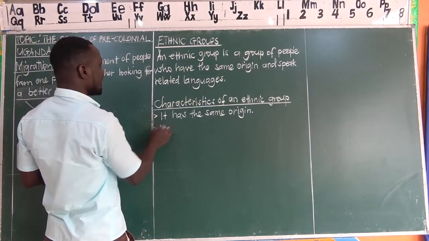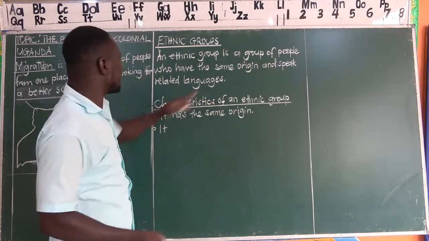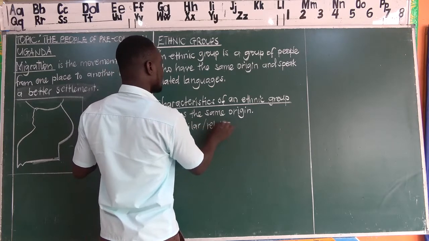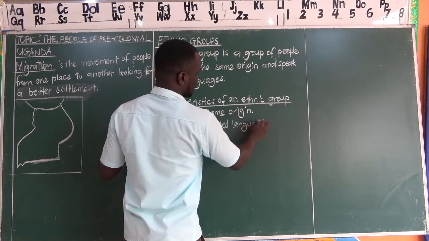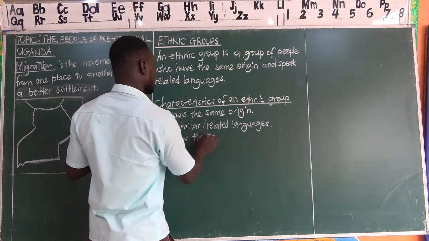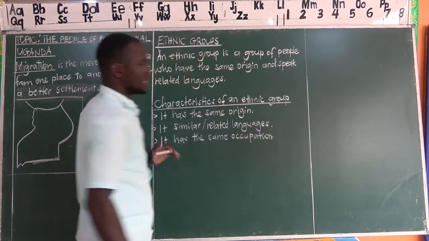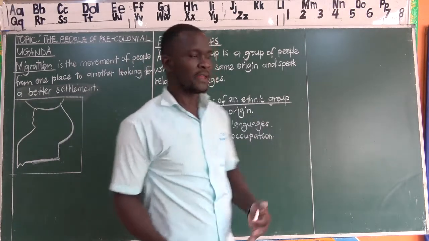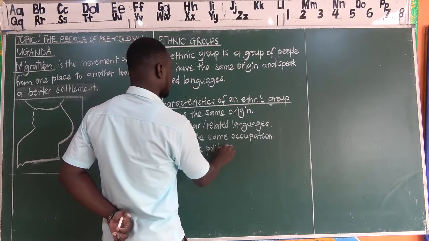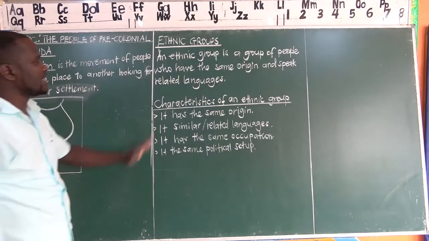Characteristic number 2, you will find that this ethnic group has got languages spoken, and these languages are related. We had it here: and speak related languages. Related, that we call similar. We can choose one. We can say similar or related languages. And then, an ethnic group has the same occupation. That is what we take as the major activity practiced. And then, this ethnic group has the same political setup. So these are some of the characteristics of an ethnic group.